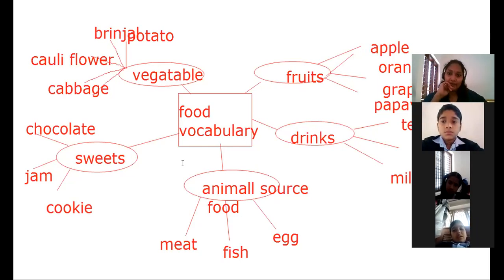If we want, we can take a paper and a pen and write like this. Related to food vocabulary, there are different words like vegetables, fruits, drinks, animal source food, sweets, etc. The things that come under vegetables are brinjal, cauliflower, cabbage. We can write like that. And for examples of fruits, we have apple, orange.